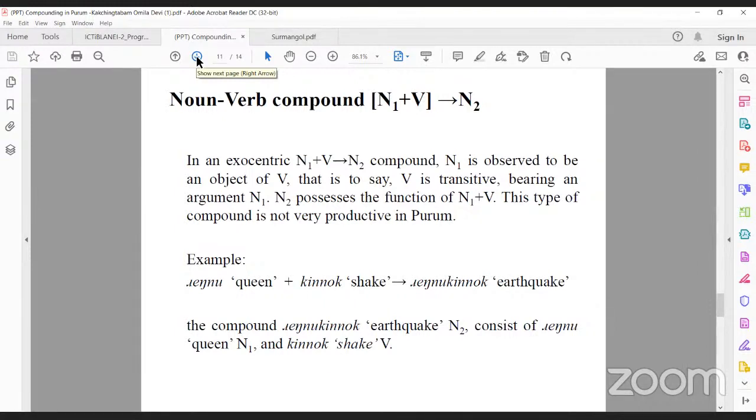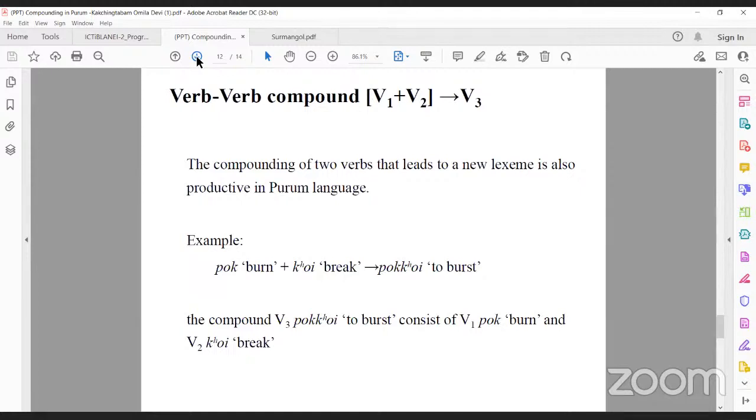Sir, please move to the next slide, please. Verb compound. The compounding of two verbs that leads to a new lexeme is also productive in the Purum language. Example, pok, burn, plus koi, break, forms a compound word pokoi, to burst. The compound V3 pokoi, to burst, consists of V1 pok, burn, and V2 koi, break. Sir, next slide.